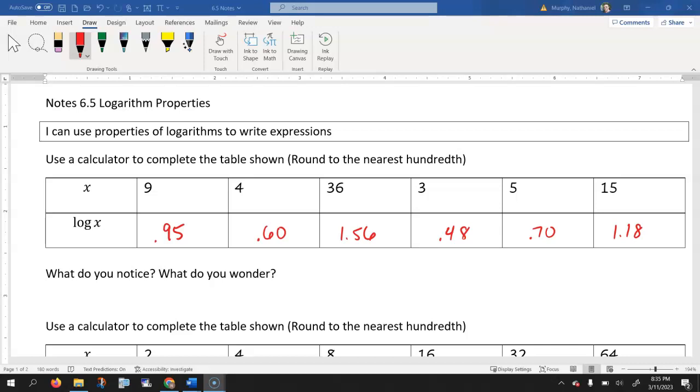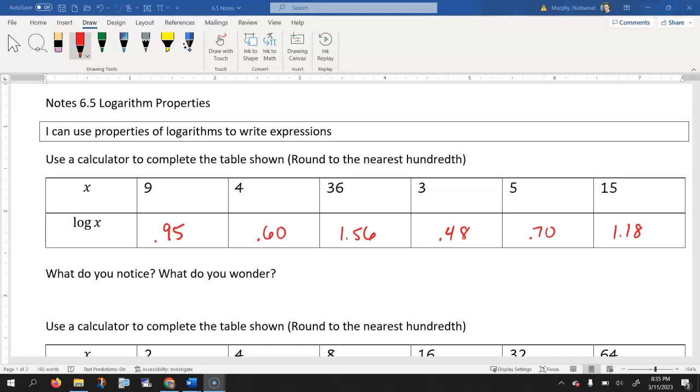Right, well in this video we're going to be looking at some properties of logarithms. Now what I've done here for you, I've completed this table for you already. So go ahead and take a second, pause the video and complete the table on your own, and then hit play when we're ready to talk about it.